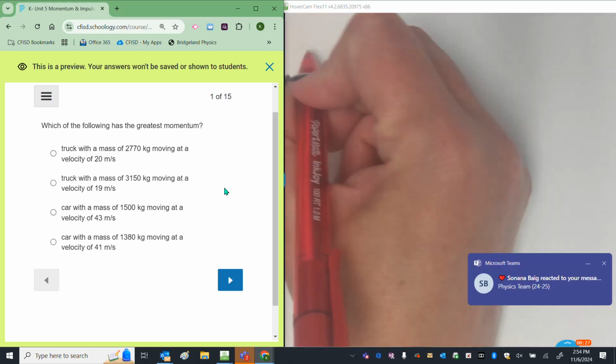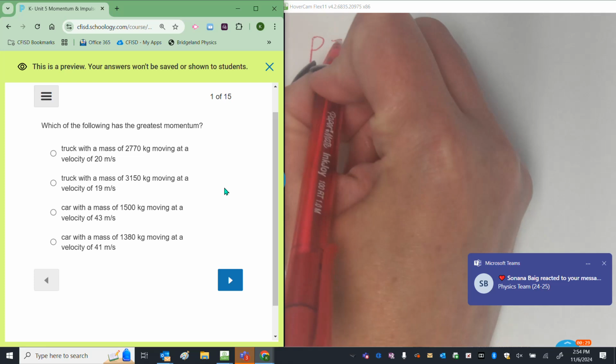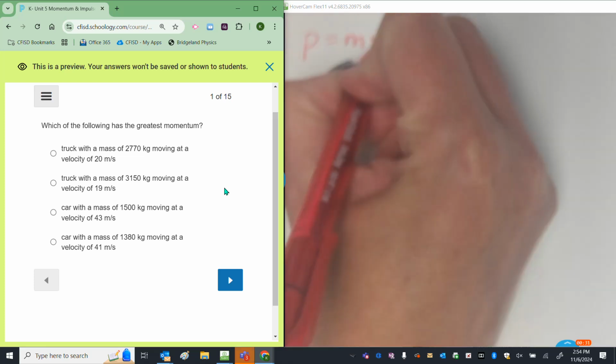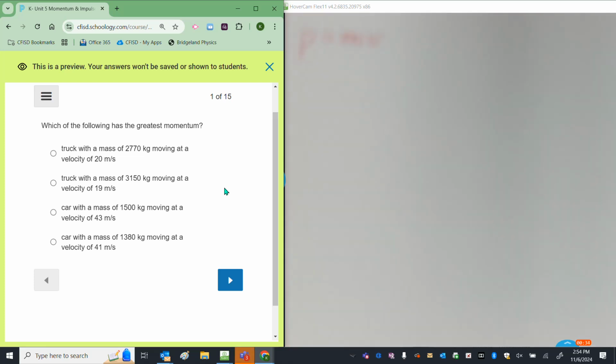This one's pretty straightforward. Your momentum calculation is just momentum is equal to mass times velocity. So that's all you're doing here, comparing these. Each of them provides you a mass and a velocity, and you're just looking for the one that's going to give you the greatest value when you multiply them. Looking at these, I can tell that it's either going to be this one right here or this one, just because those have the biggest combinations of numbers. So let's go ahead and figure out what those two middle ones are.